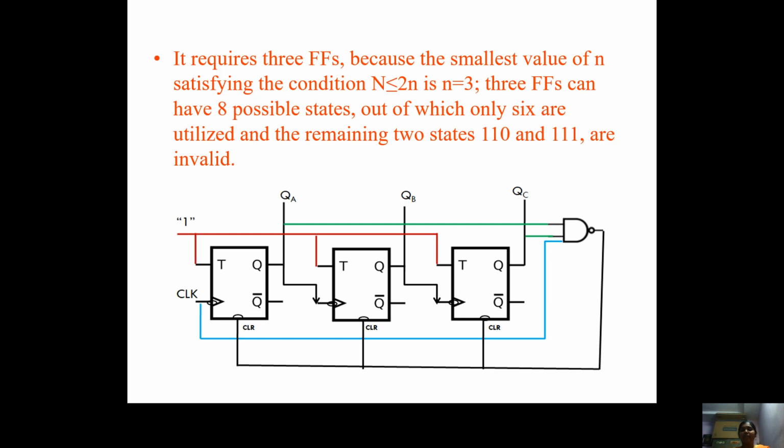But what will happen whenever the clock pulse count reaches 6, that is 110? At that time, the NAND gate is provided with inputs QC and QA. So let us see the truth table.